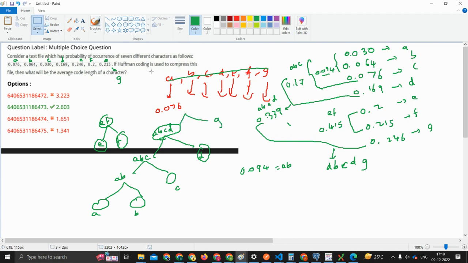Wait, one second. Your screen is stuck. If you're writing something, it is not visible. It's coming up. Yeah, now it is coming up.